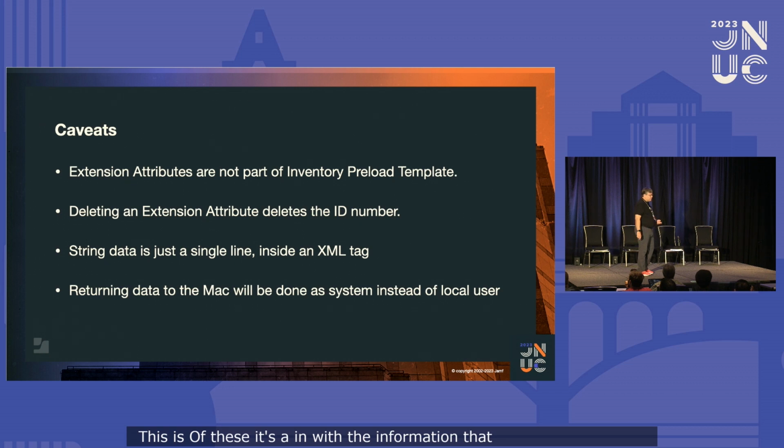Deleting an extension attribute deletes the ID number. That's foreshadowing. String data is just a single line, and all of that's inside an XML tag. So returning the data to the Mac will be done as a system instead of a local user. It's kind of a weird thing, but it happens. But just realize that everything that happens on extension attributes, for the most part, well, always really, yes, is going to be the Jamf Pro service account. If you're switching users, something like that, you know you'll be doing that.